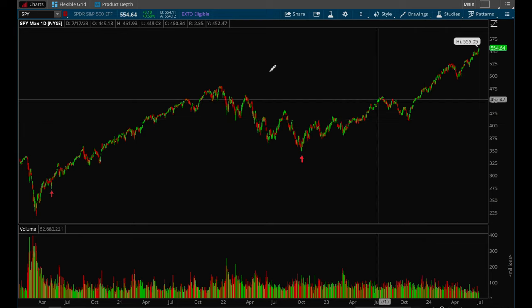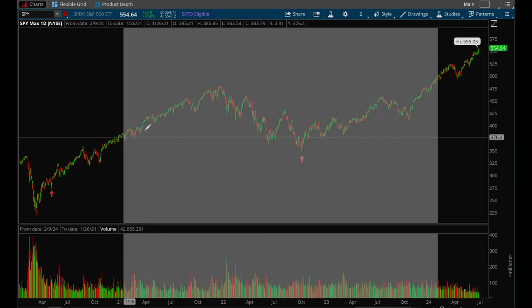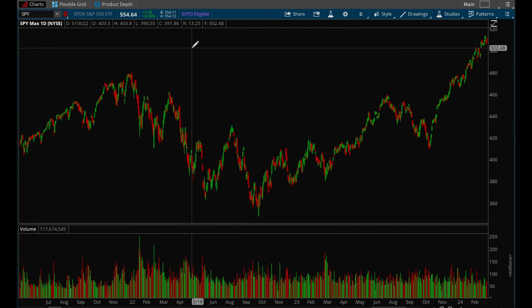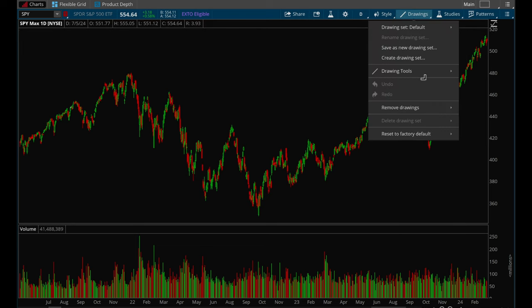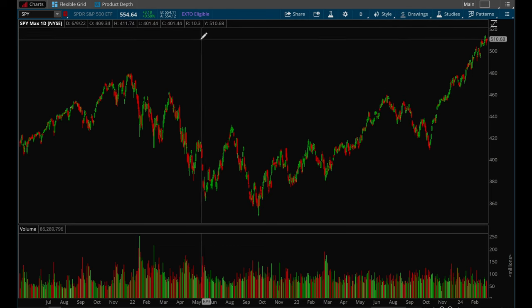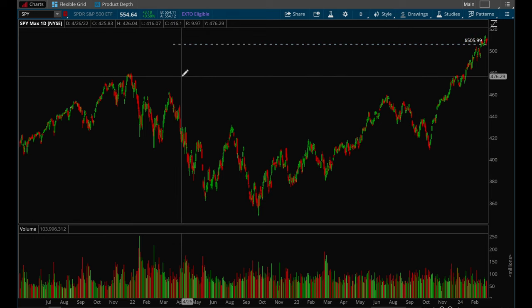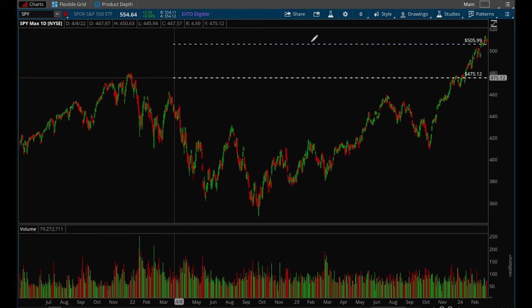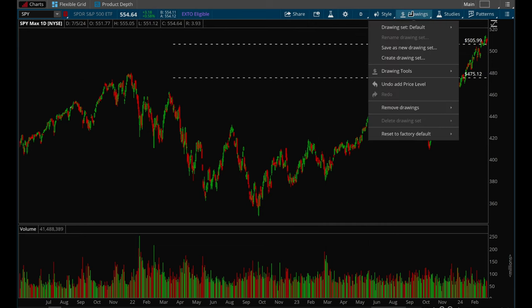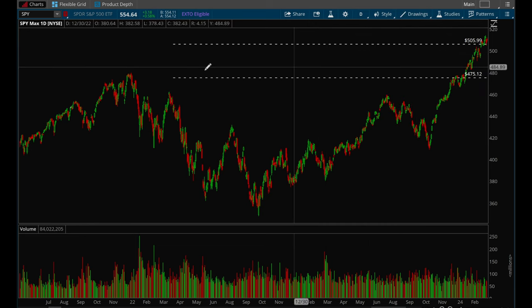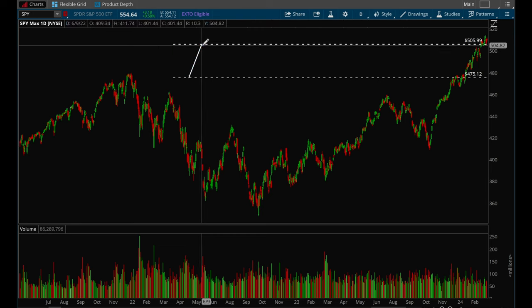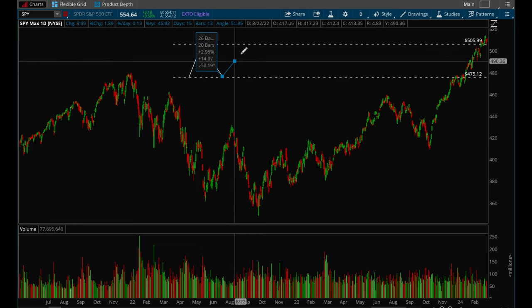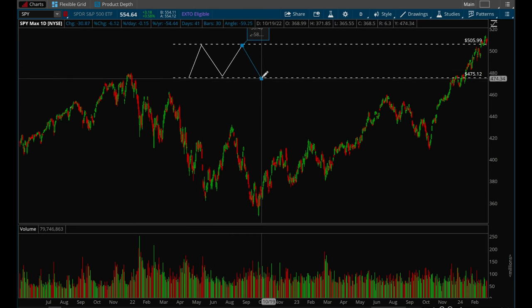So before we start, let me just go through some theory. Typically in the undercut and rally setup, we have a stock that is basing. Let's say this is the support, this is the resistance, and the stock is bouncing back and forth between these levels.